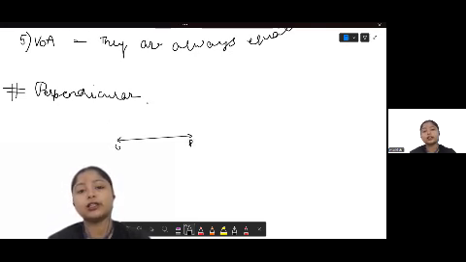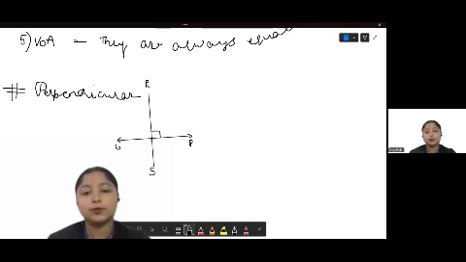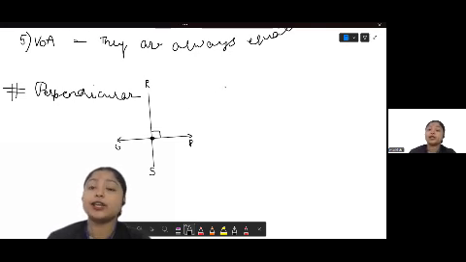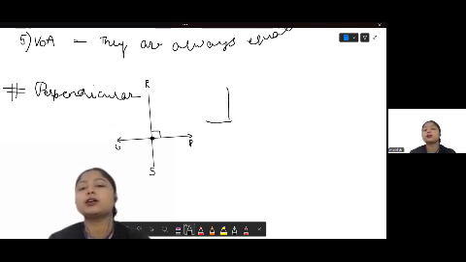Now I have another line like this. See, this is an intersecting line, right? This is an example of an intersecting line. But this line is intersecting exactly at this point, which is why it's making a perpendicular. When an intersecting line meets exactly at a 90-degree angle, that makes a perpendicular like this.